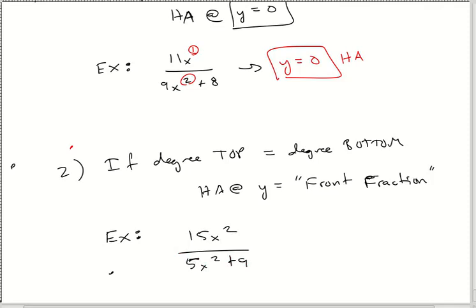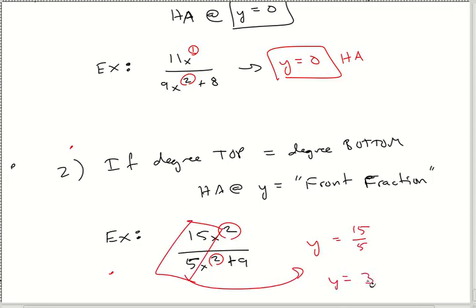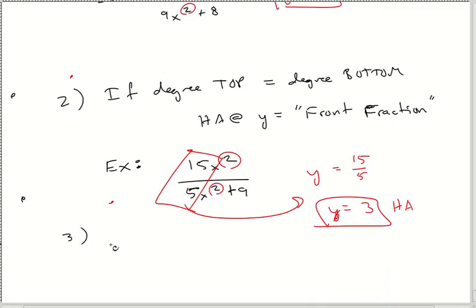Well, notice here that my degrees are the same. And so what I want to do is take the fraction in the front and simplify it. So then I would get y is equal to 15 over 5, which ends up being 3. That's your answer. Y equals 3. That's your horizontal asymptote. Cool. That's why I say front fraction, because it's the fraction in the front.